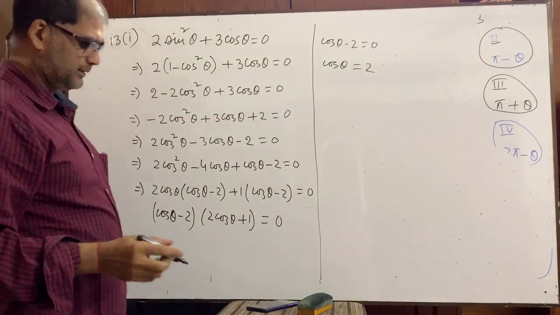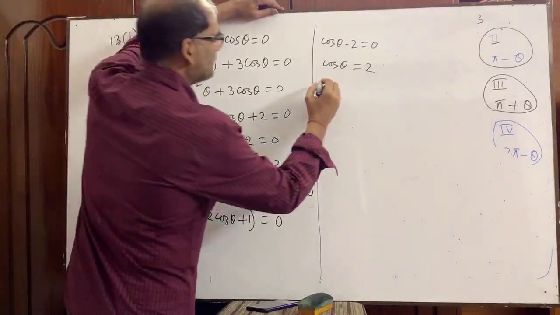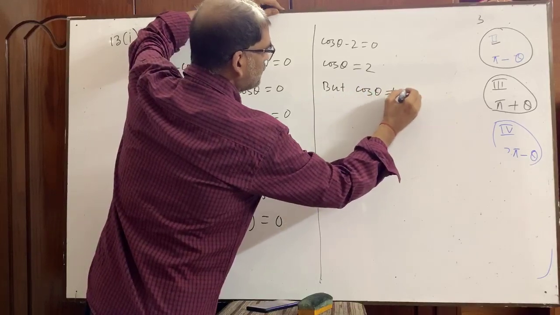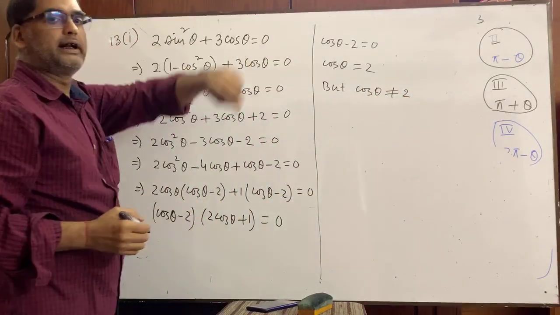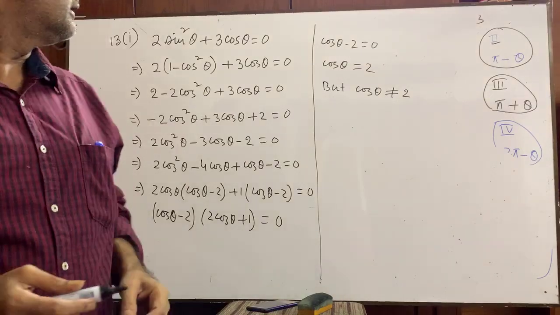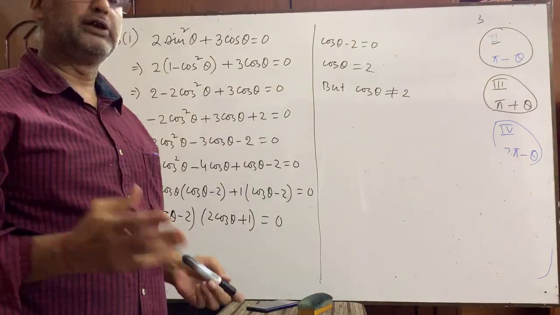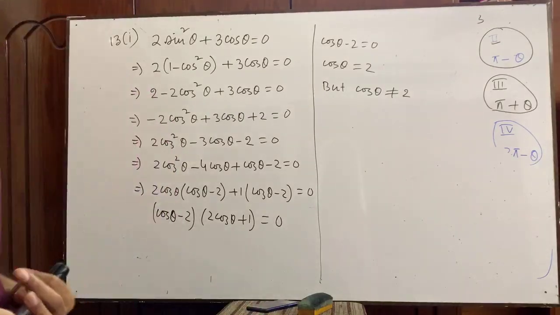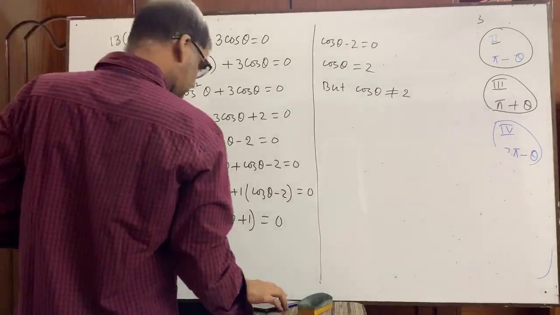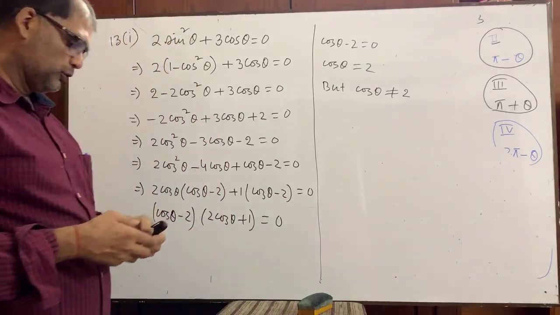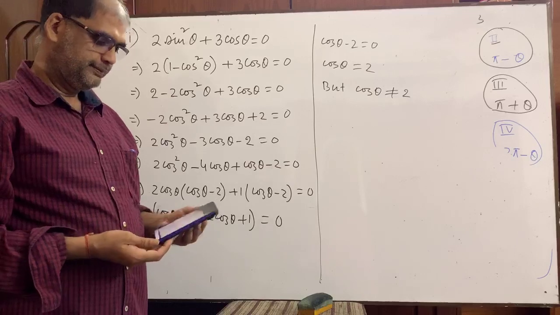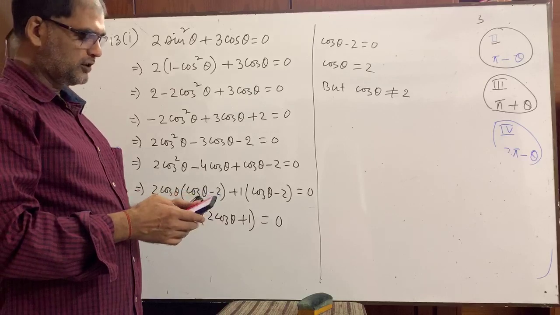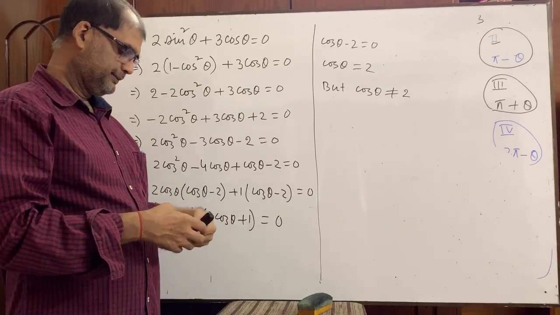Okay, but cos theta is not equal to 2. Who can tell me why cos theta is not equal to 2? Can you tell me please? I want to see your comment. Why cos theta is not equal to 2? Please let me know.